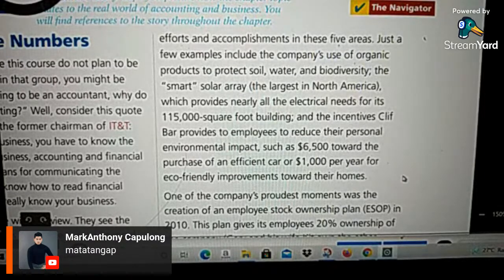They support their employees on their own needs of home and car. They support their employees. Okay, what can you say about this? Sana all, di ba? Sana all ganitong company, ano? They are very supportive of their employees. Okay?